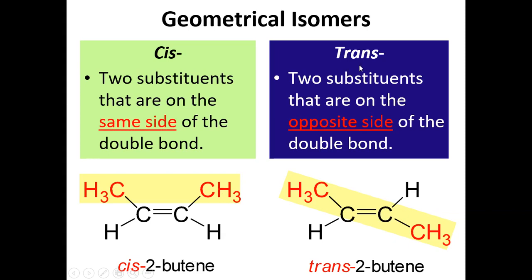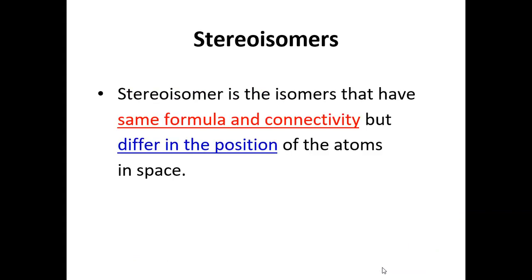However, trans means the opposite side, meaning opposite upper and bottom, top and bottom. Example here, the methyl on the left is upper or top, and on the right is bottom. So we call it trans-2-butene. So geometrical isomer can be divided into two, cis or trans. So this is a simple one.